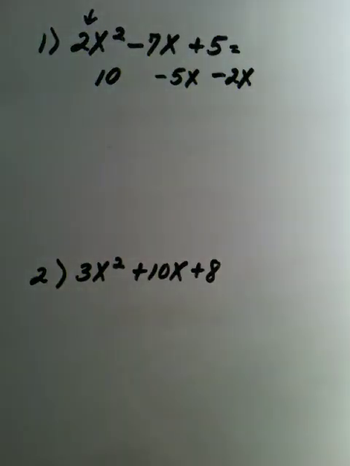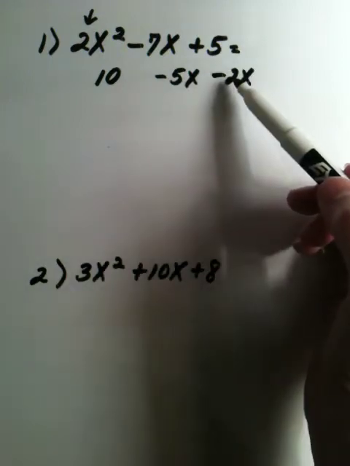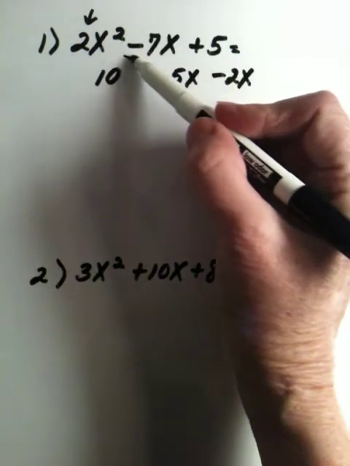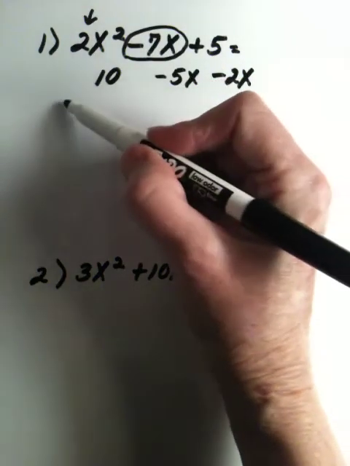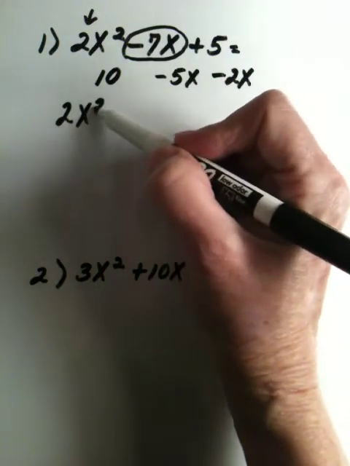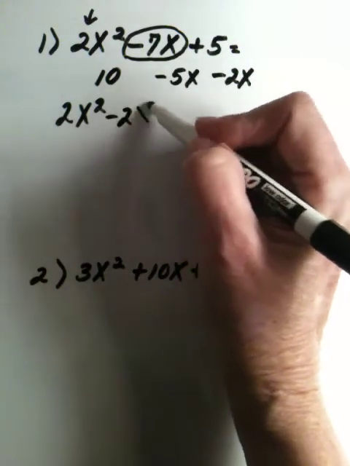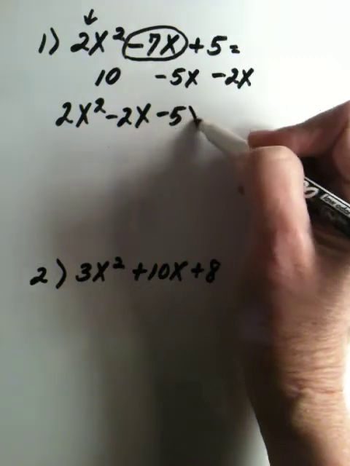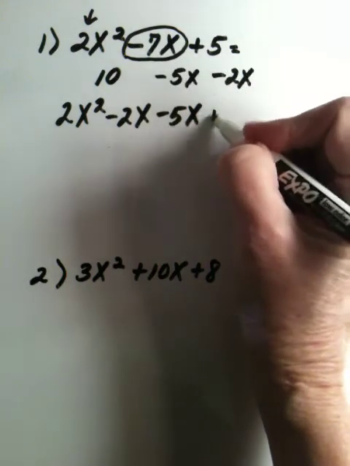Now what we're going to do is replace the middle term with the -5x and the -2x. We're just going to substitute those in for -7x. We're going to rewrite the problem, 2x squared. We're going to put -2x and -5x in instead of our -7x, and then we're going to put our +5 on the end.